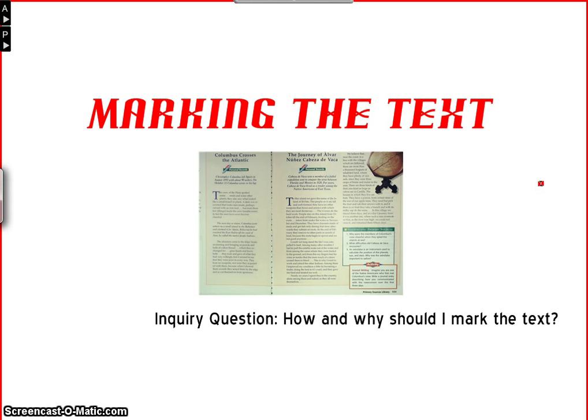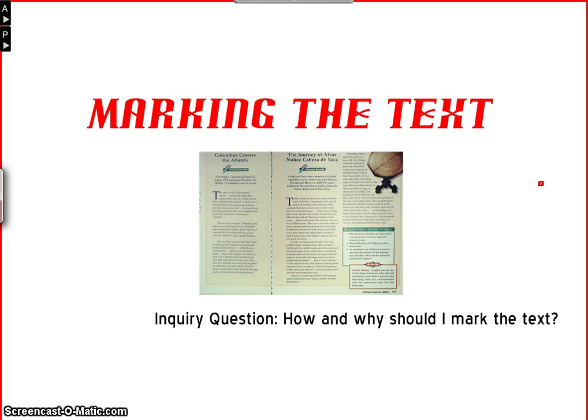The first thing I want you to do is get out a piece of paper and set up Cornell Notes. Remember, when setting up Cornell Notes, you're going to draw a line across the top of the paper. You're going to write the inquiry question above that line, and then about 2 to 2.5 inches from the left side of the page, you will draw a line down. Do not draw the line for the summary until the end.